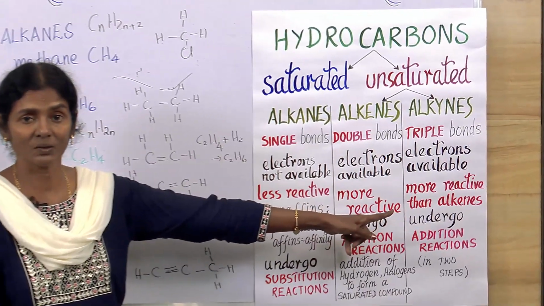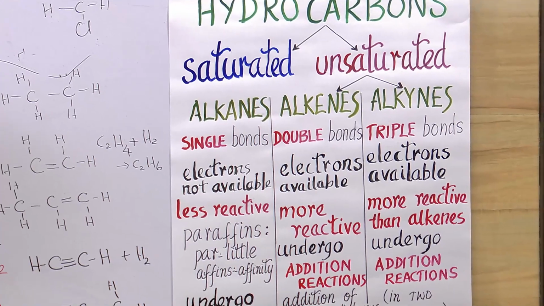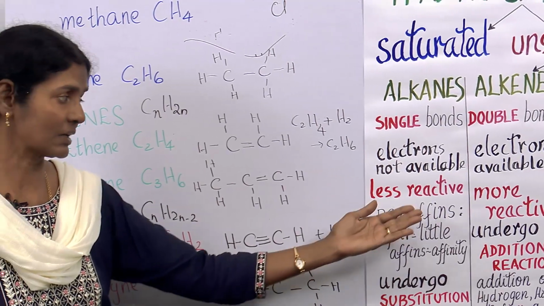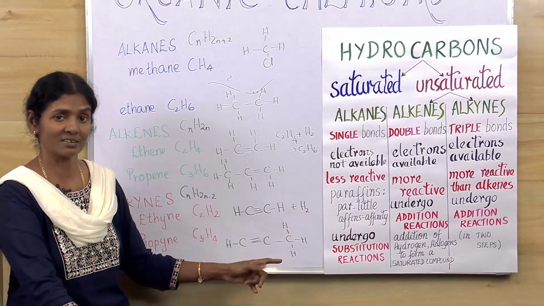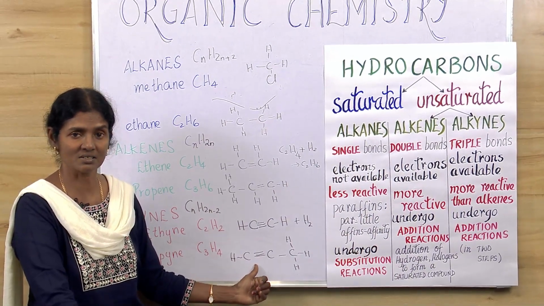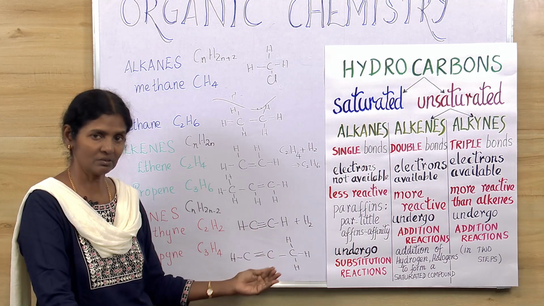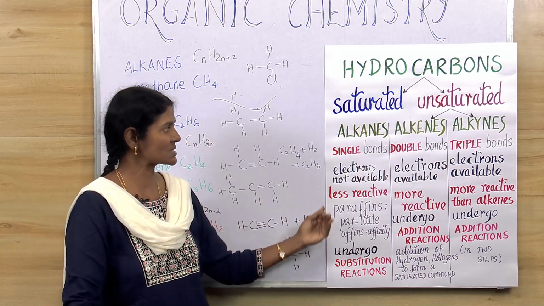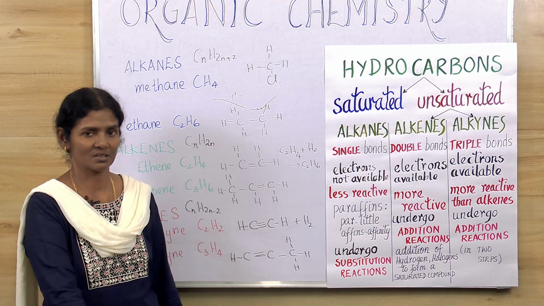Same thing happens here, okay? And in this case, there is a triple bond. So more electrons are available. Therefore, it's more reactive than alkenes. Alkanes are the least reactive. Alkenes are reactive. Alkynes are more reactive than the alkenes. Now, this also will undergo addition reactions, but step by step. A little it adds and one bond is broken, another element is added, another bond is broken. So these are the basic differences among the hydrocarbons, and especially among saturated and unsaturated hydrocarbons.